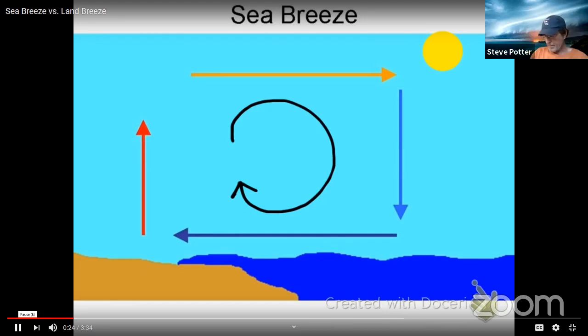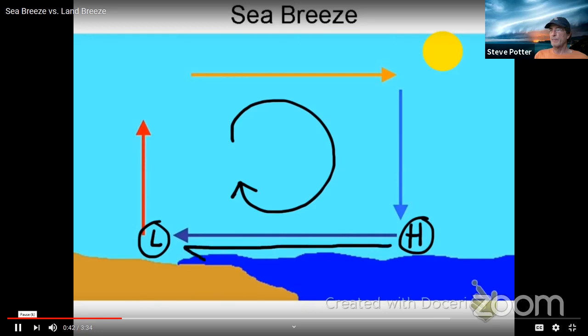First, let's talk about some of the things we've already discussed, which is high pressure area versus a low pressure area. We know that the air wants to move from a high pressure to a low pressure. And so we can see this arrow down here. This is showing us the sea breeze here at the surface. The air is moving from the ocean out onto the land.